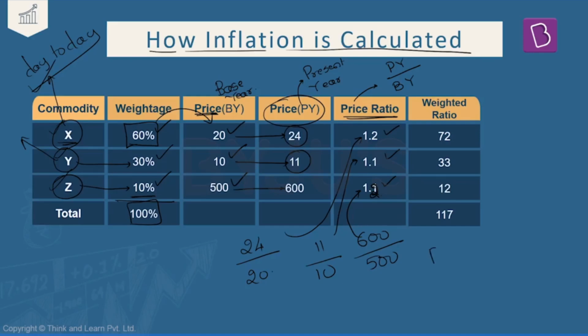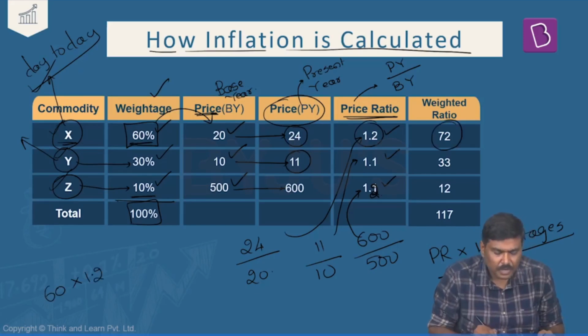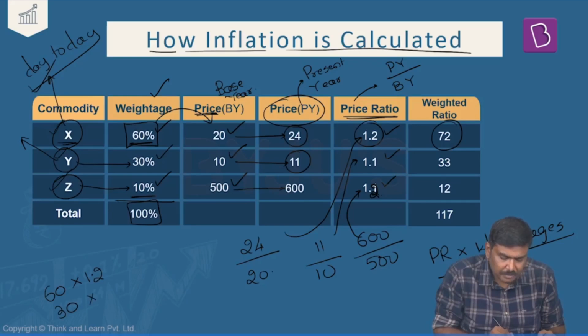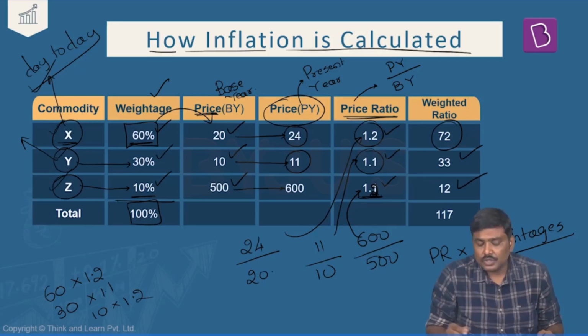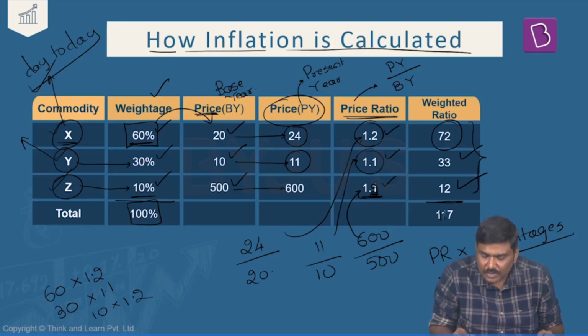Now I'll take these price ratios and multiply them with the weightages which are given to individual commodities. X has a weightage of 60%. So 60 into the price ratio 1.2: outcome will be 72. For Y, the weightage is 30% into 1.1 is 33. For Z, it is 10% into 1.2 will be 12. So get the summation of all three now. It will be 117.